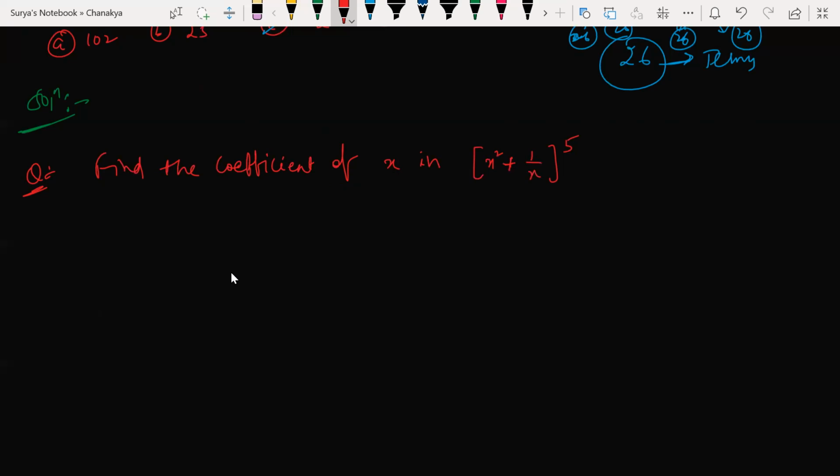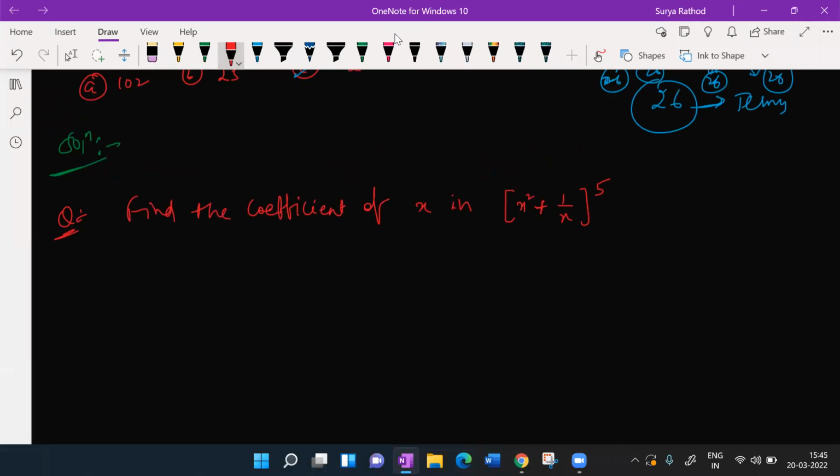Let me tell you a simple method. Go with A, B. A is to be already given. A is to be 2. What is B is to? Guys, what is the answer of this? What is the coefficient of x in this? How do you solve this?